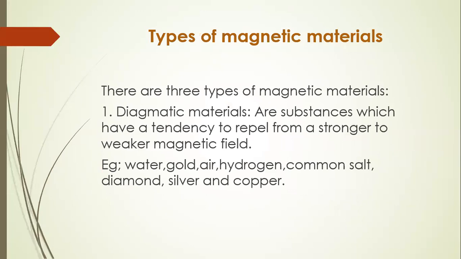Moving on, let's see the types of magnetic materials. There are three typical types of these magnetic materials. The first one is the diamagnetic materials. These are materials which have a tendency to repel from a stronger to a weaker magnetic field. Take an example: water, gold, air, hydrogen, common salt, diamond, silver, and copper. So these are just the diamagnetic materials, materials which have an ability to repel from a stronger to a weaker magnetic field.